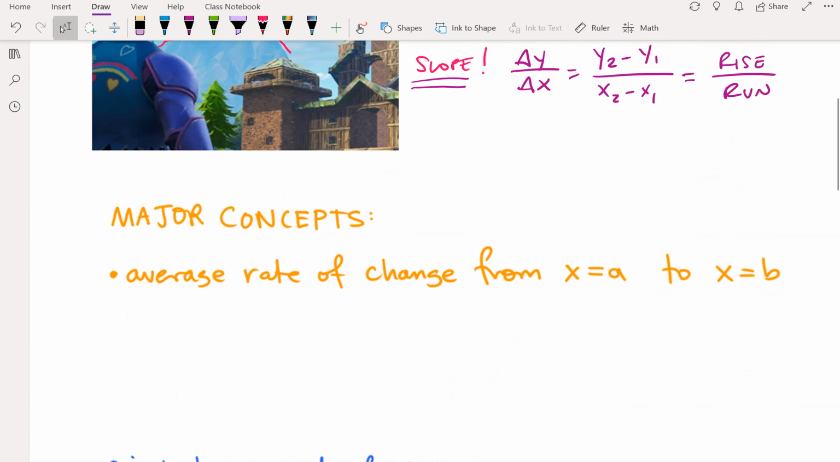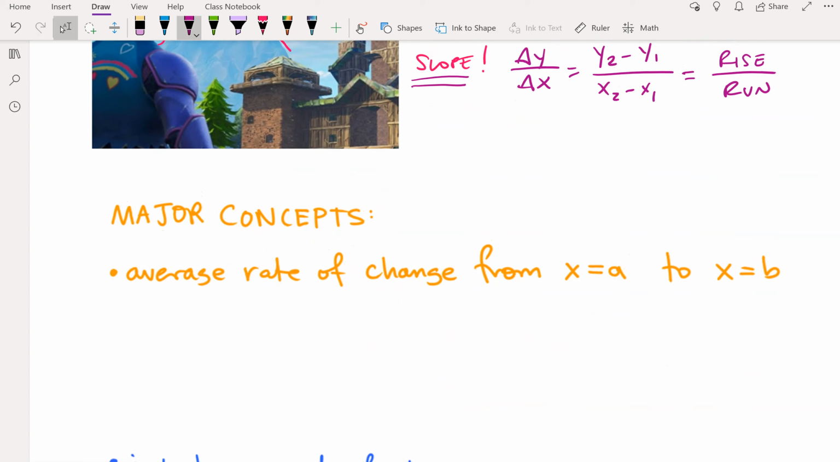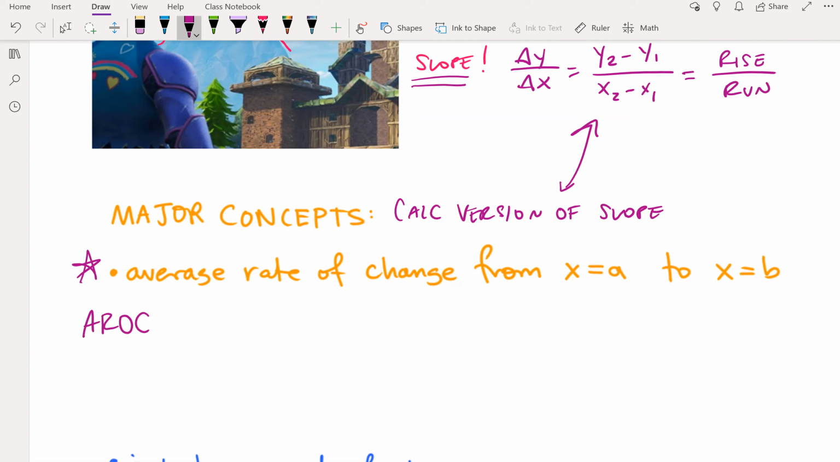So here we go. Major concepts. Average rate of change from x equals a to x equals b. Make sure you get that down. This is like the calc version of slope. It's actually the same thing as what we just wrote up here. It's all the same, but we say it in a different way. So average rate of change is AROC. AROC stands for average rate of change from A to B, and then please put in your notes, these are x values.